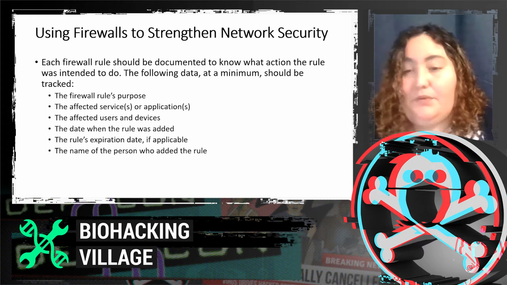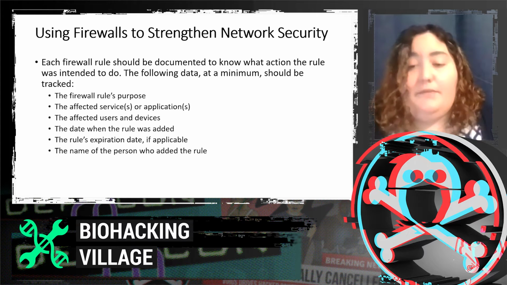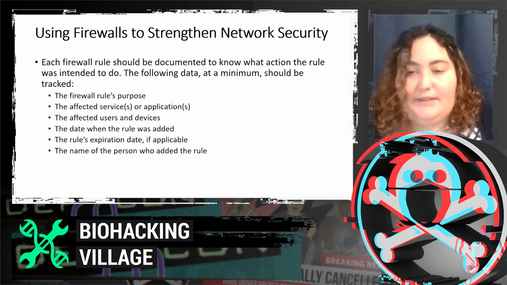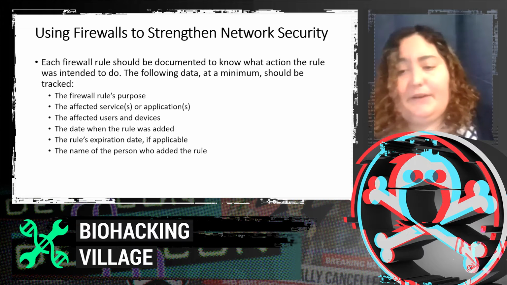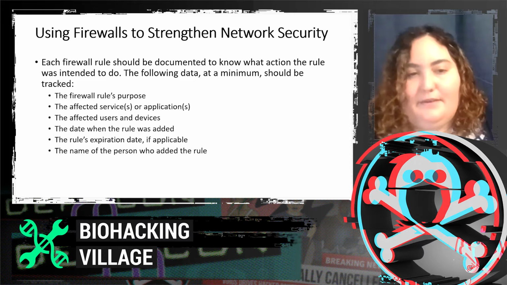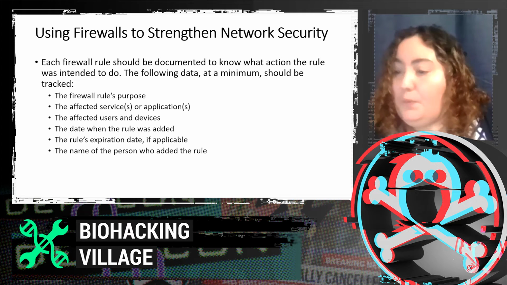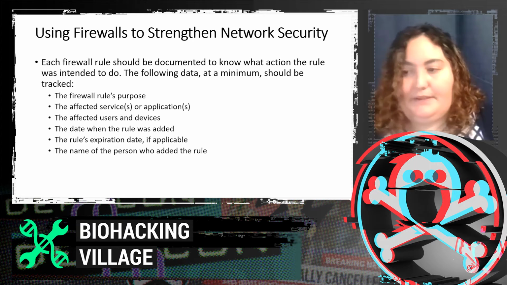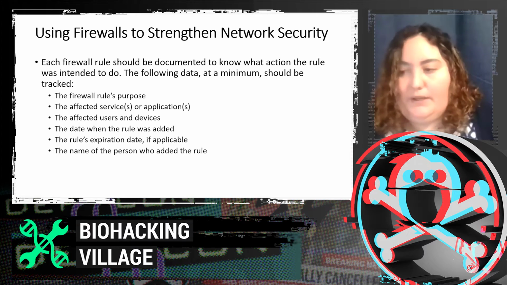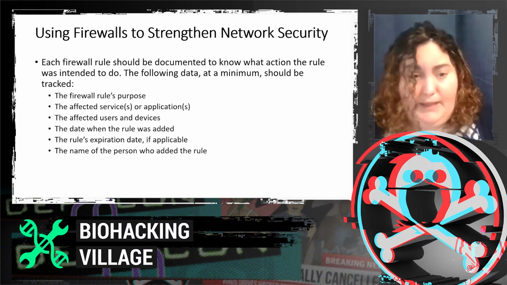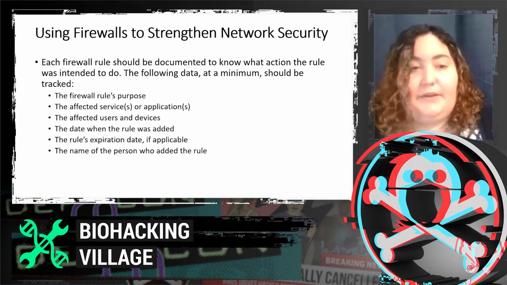So you follow an established set of rules, and then firewalls can actively monitor incoming and outgoing traffic. In doing so, a firewall blocks the secure network from the internet, only allowing pre-cleared data to pass. You want to know the firewall's purpose, what the affected devices are, what users have access, what date your rule was applied, and the name of the person who added the rule.